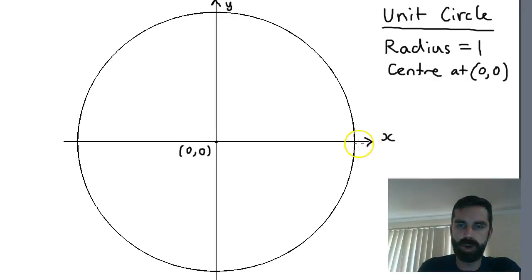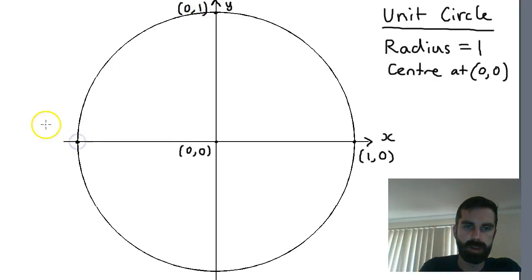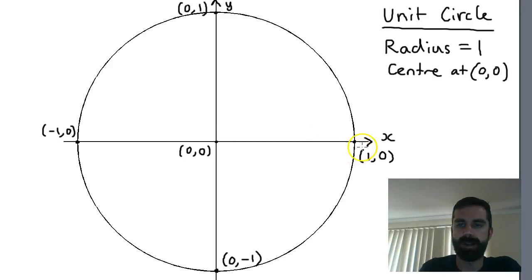Now, if the radius of this circle is 1, we know some of the points that it passes through. It passes through 1, 0 over here. It passes through 0, 1 up the top there. Negative 1, 0 over here. And 0, negative 1 down the bottom. Okay, when we look at our unit circle, we can think about it a bit like a racetrack. Okay, and this analogy hopefully will make sense in a moment, but let's imagine this circle was a racetrack, and down here at 1, 0, that's the start of the racetrack.